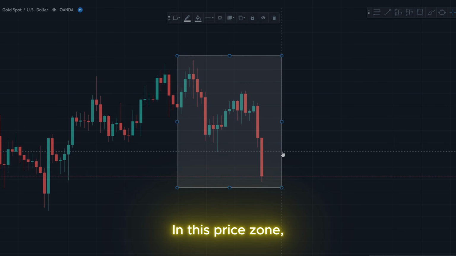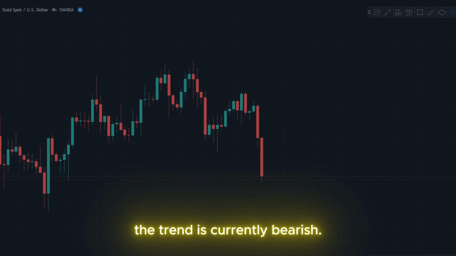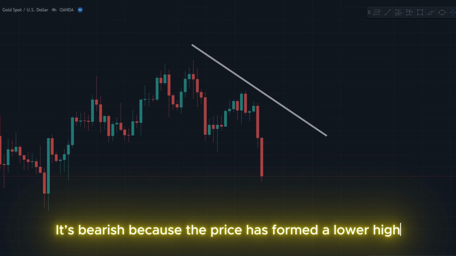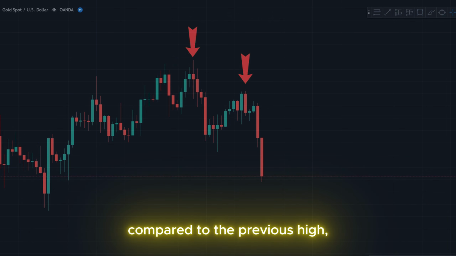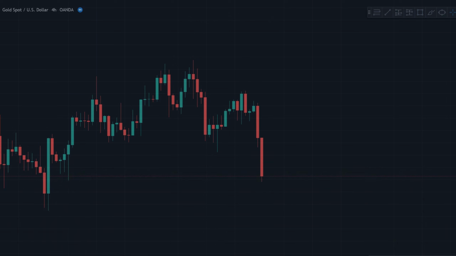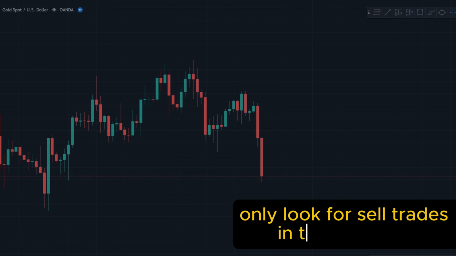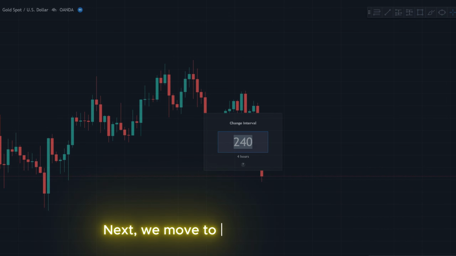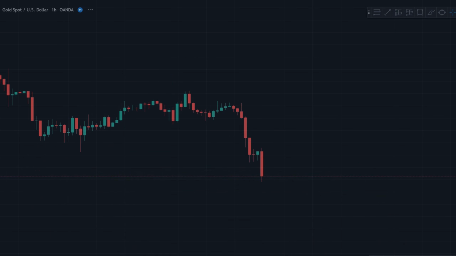In this price zone, the trend is currently bearish. It's bearish because the price has formed a lower high compared to the previous high, and a lower low compared to the previous low. Therefore, I'll only look for sell trades in this scenario. Next, we move to the 1 hour time frame to analyze price action.